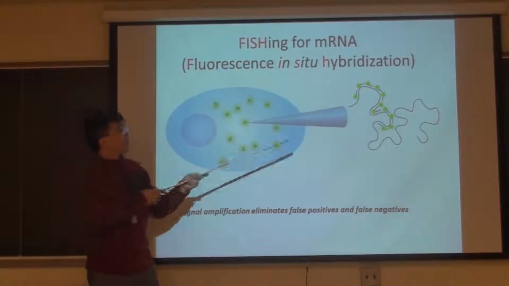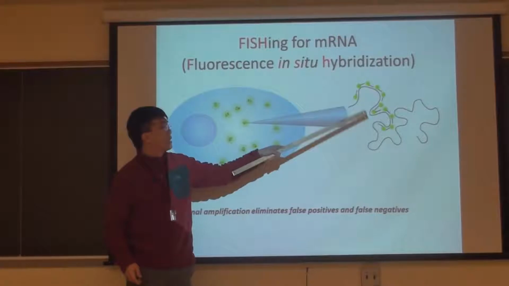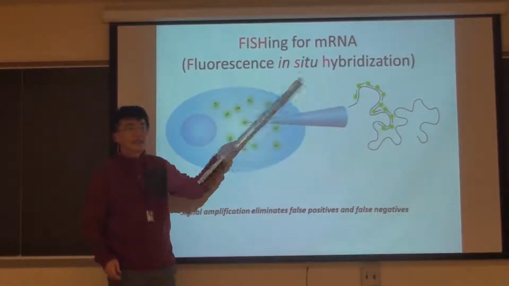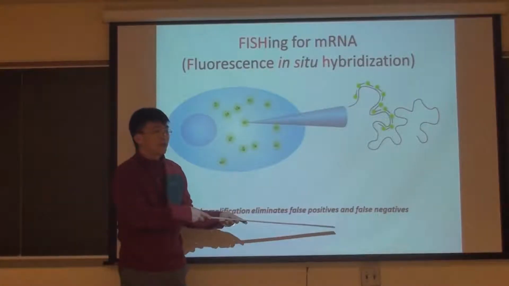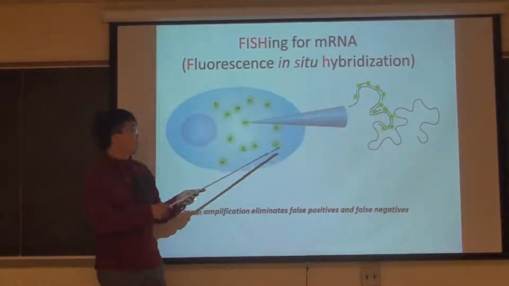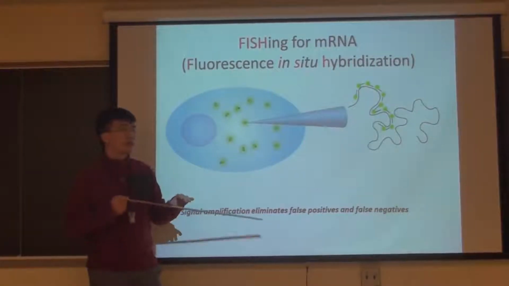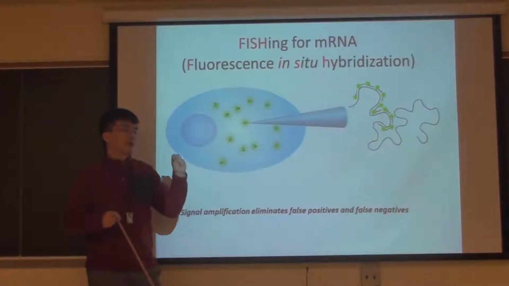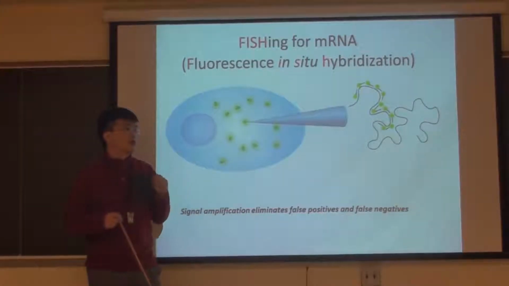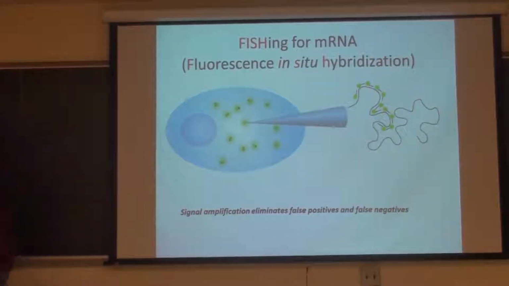But when you have multiple probes binding to the same RNA, if one of them binds somewhere else, that's not going to be visible. So you don't get false positives or false negatives, because each RNA molecule has multiple dyes, so it's clearly visible. So basically this method allows you to detect every single molecule of a messenger RNA of a given type inside a cell. Questions?